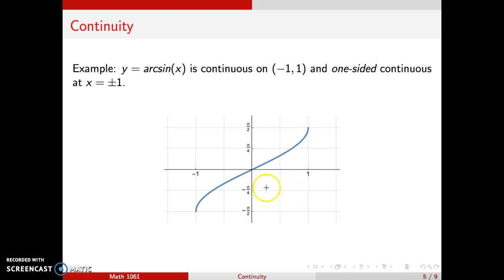So here's an example. Between -1 and 1, so this is that open interval. So don't get confused, it's not the point -1, 1, it's the interval. From -1 to 1, the arcsine function or inverse sine function is continuous, and we say it's continuous at the endpoints as well, but it would only be one-sided continuity because there's nothing from the right here and there's nothing from the left there. So one-sided at those endpoints.